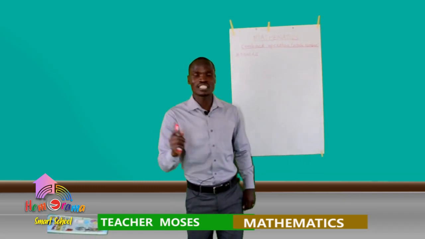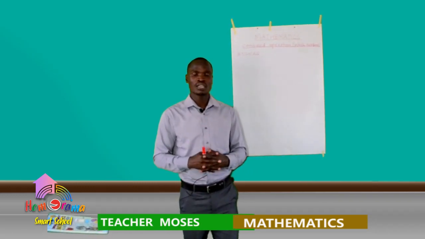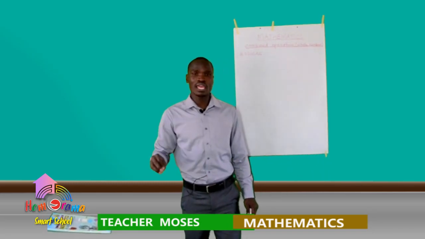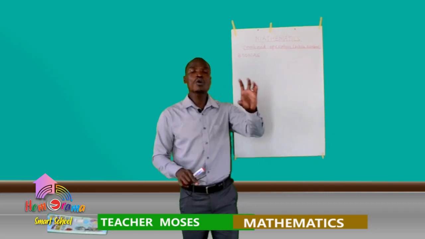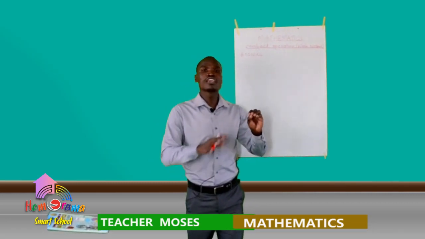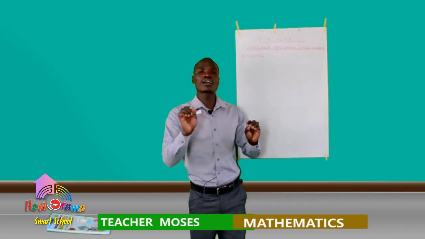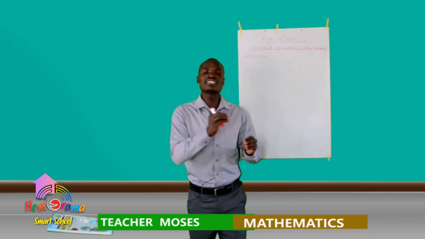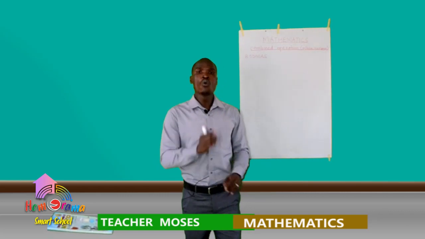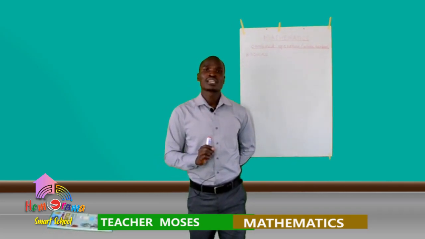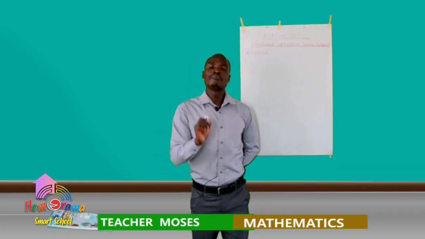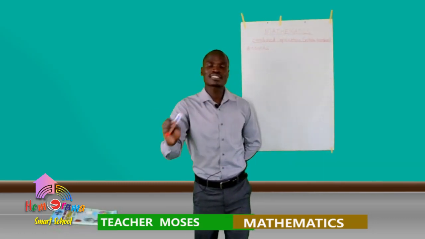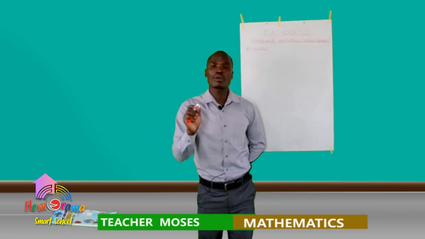That is addition. Now what about subtraction? Subtraction, it means taking away. For example, you have 3 objects, you remove 1, you are going to remain with the 2. Meaning the operation there is subtraction. Now, what is 10 minus 7? Meaning 10 subtract 7. Your answer is going to be 3.